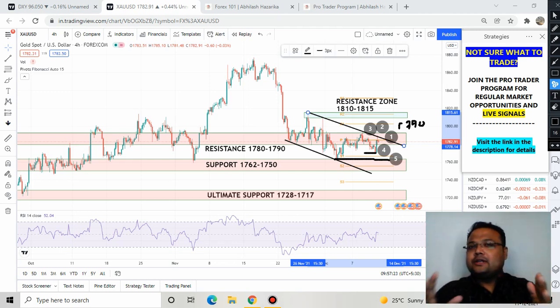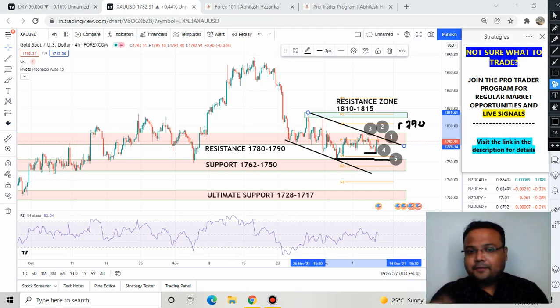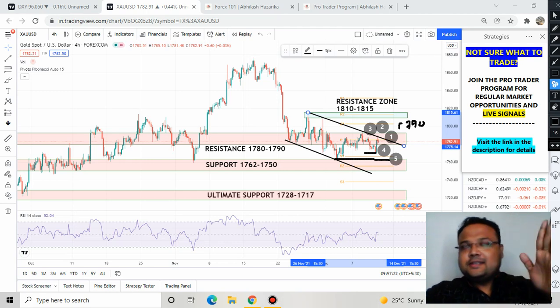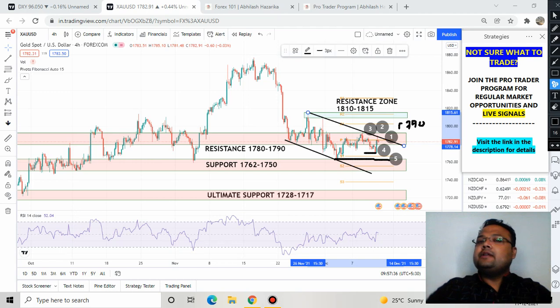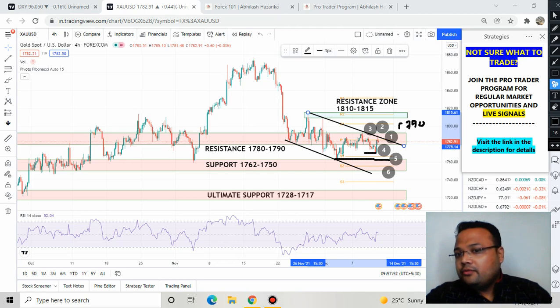So many opportunities, but still the chart is critical. So 1761 to 62 will be the next support. In case 1761 fails to provide support to the market, as the market is in a downward channel, the next buying opportunity will be available at 1750 level. So these are the trading opportunities: 1, 2, 3, 4, 5, 6.